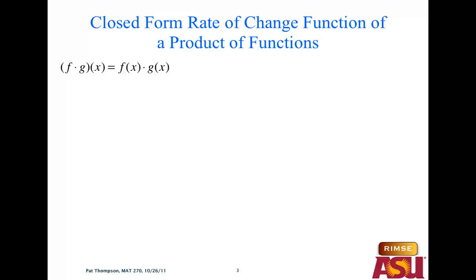How are we going to start? We want a closed form rule for finding the rate of change of the product of functions. Can you write the first step? You should be able to. We want to find the rate of change of the product of two functions. And I've told you ahead of time, it's not the product of the rate of changes. It's not the rate of change of f times the rate of change of g. So how do we get started?